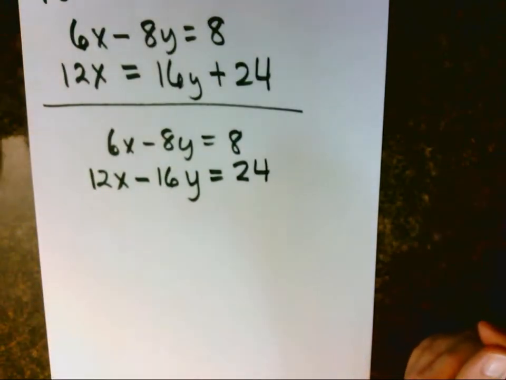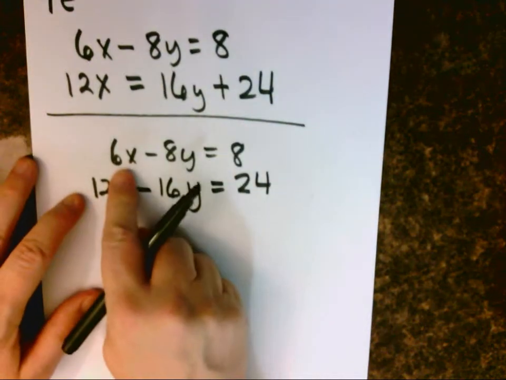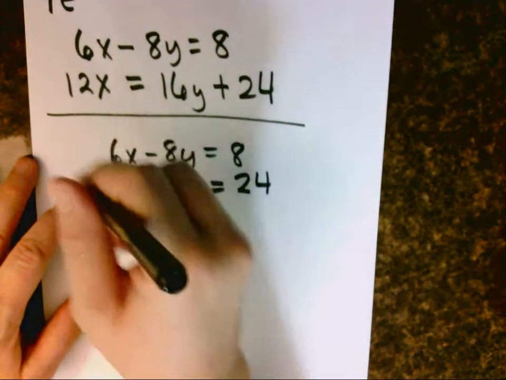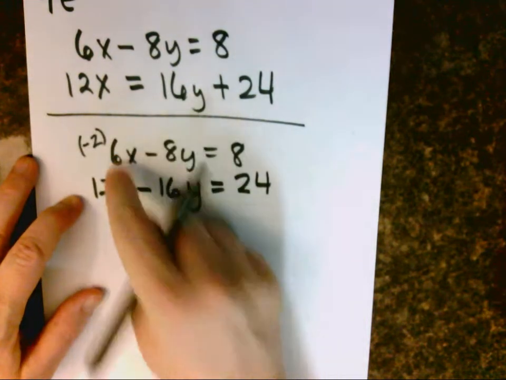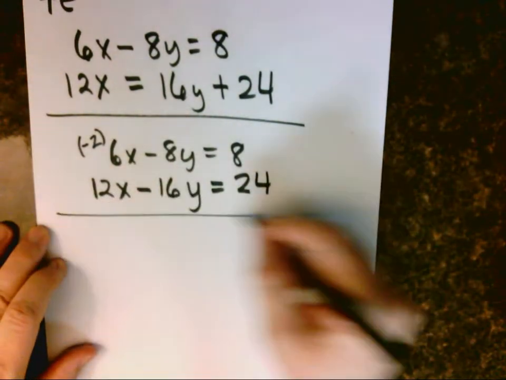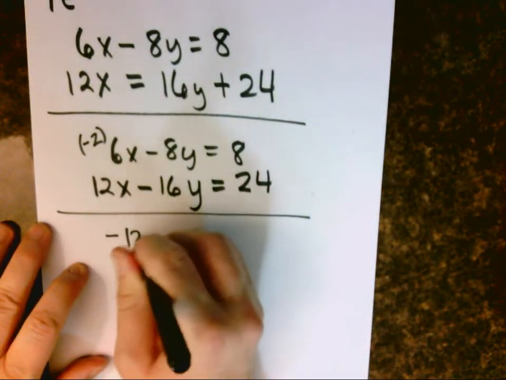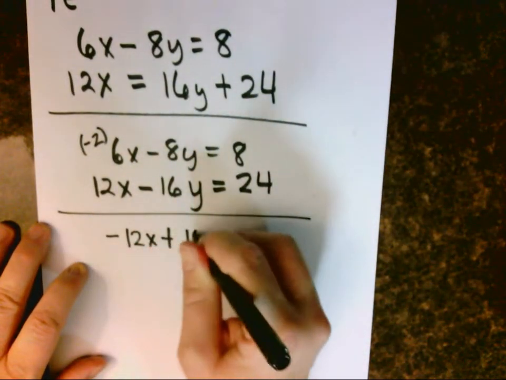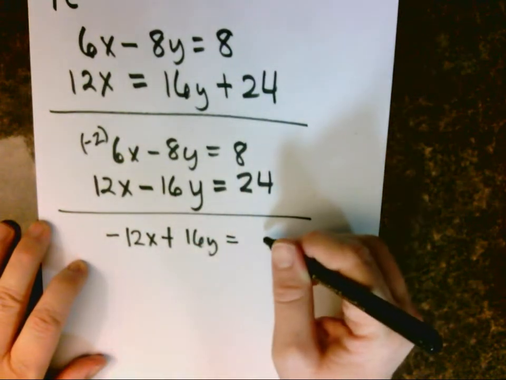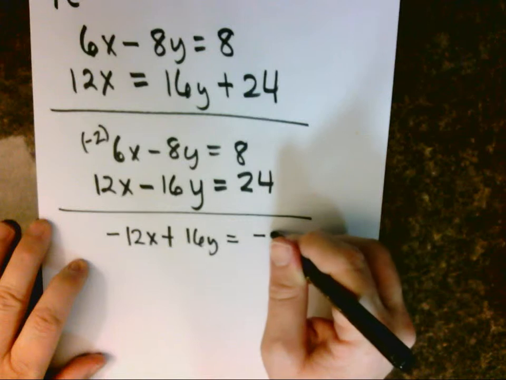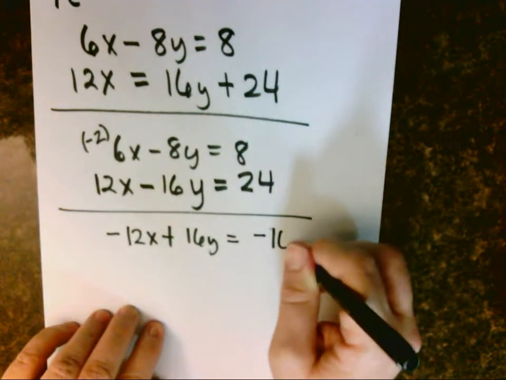Now we have to decide what we want to eliminate, and I say let's work on x. This has a 12, and I could have this be a negative 12. So I would need to multiply by a negative 2 to make a negative 12 there. So I'm going to take that first equation and multiply it by a negative 2. That'll give me negative 12x, positive 16y, and a negative, see, 2 times 8 is 16. Okay?